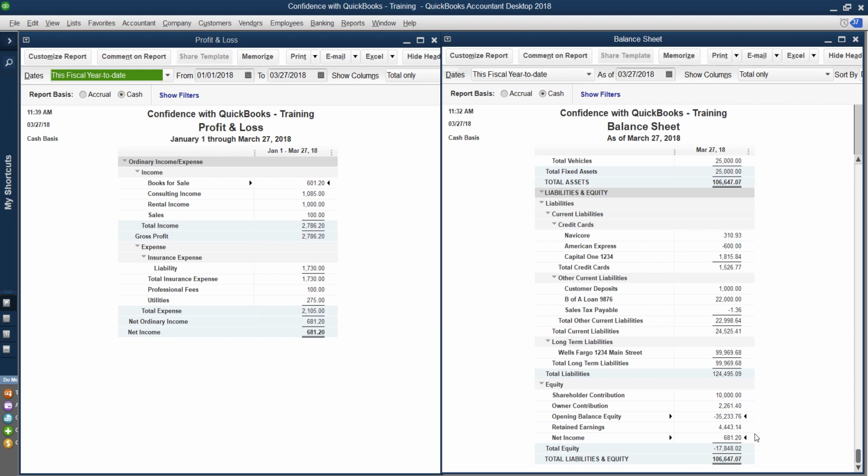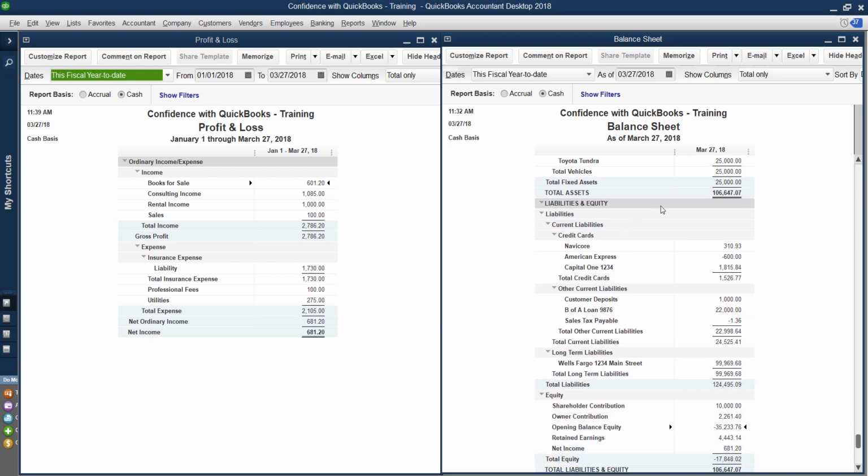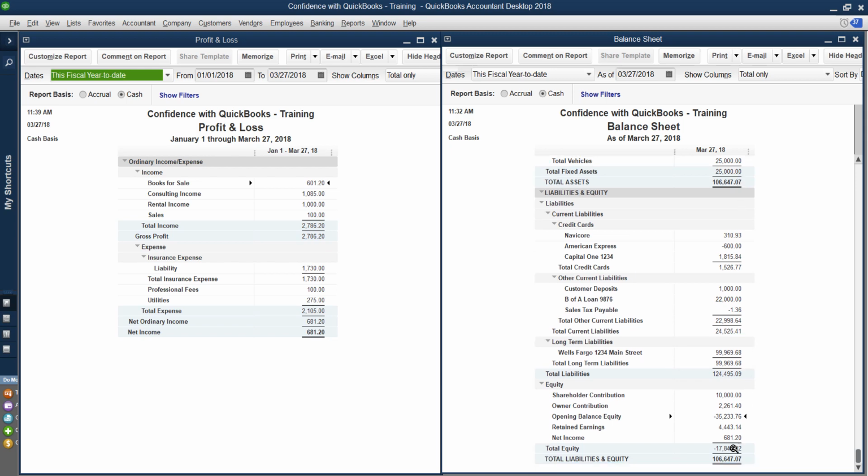All right. So I'm not going to go into all the reports of how you read everything, but a balance sheet is your assets. Then your total assets are going to total, and then all of your liabilities and equity total, and the total liabilities and equity equal your total assets. That's how you do double entry accounting.